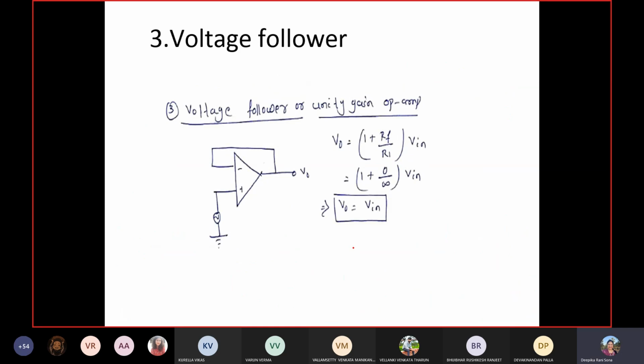So look at this configuration, guys. Voltage follower configuration. Here we get V naught equal to V in. Your output follows the input. So here I'll write the applied input voltage is V in. And Rf is shorted, R1 is not there, it is open only.